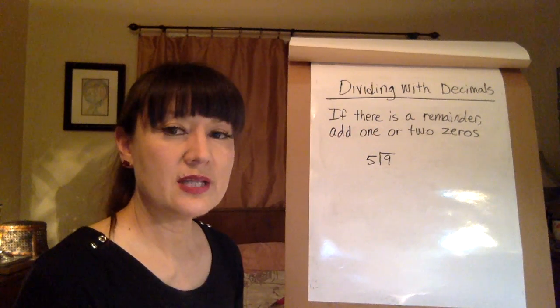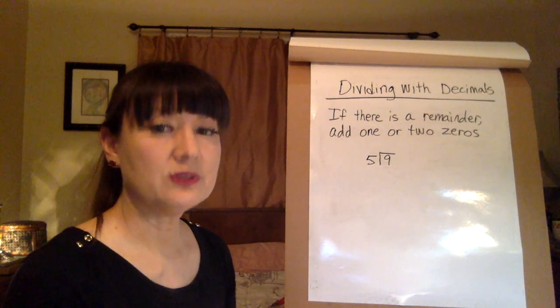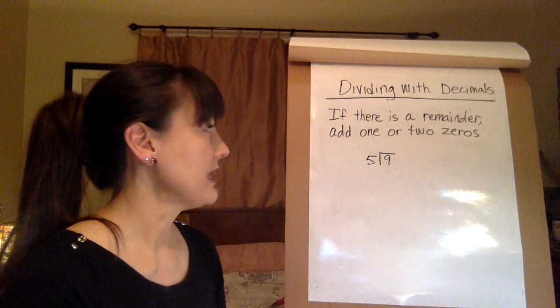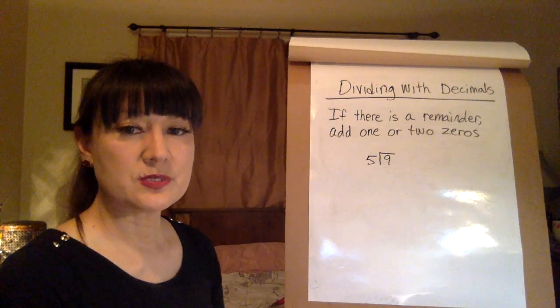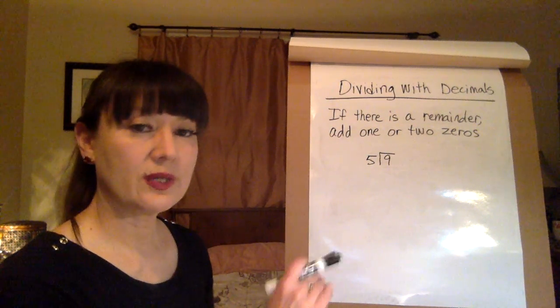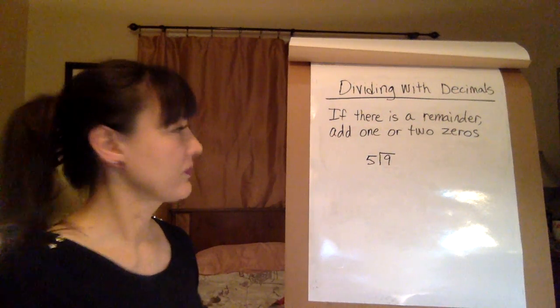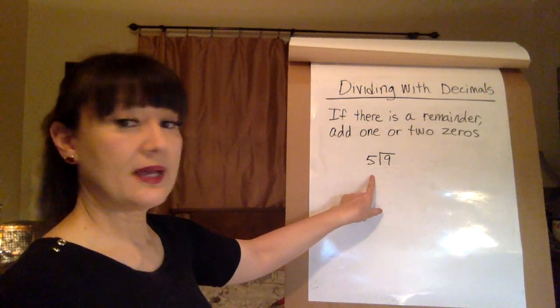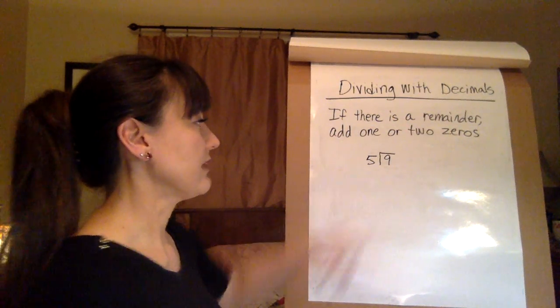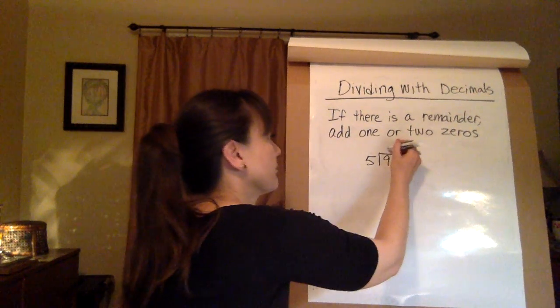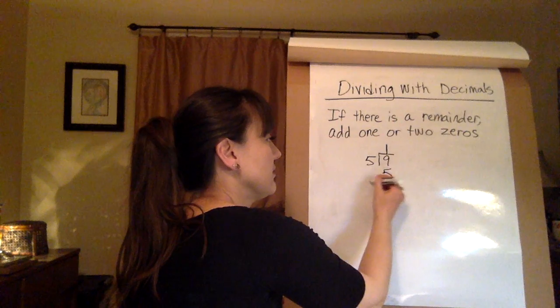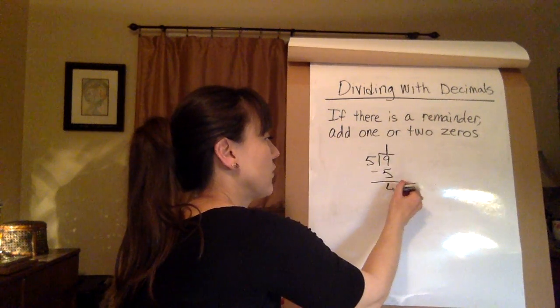All right, so the next rule when we divide with decimals, if there is a remainder, add 1 or 2 zeros to turn that into a decimal. So we're not going to turn this into a fraction, we're going to turn this into a decimal. So let's go ahead and do the algorithm. So 5 goes into 9 one time, and that's 5, and that becomes 4.